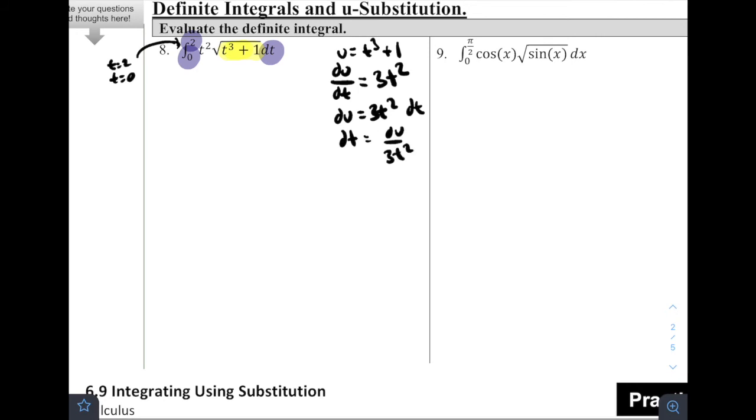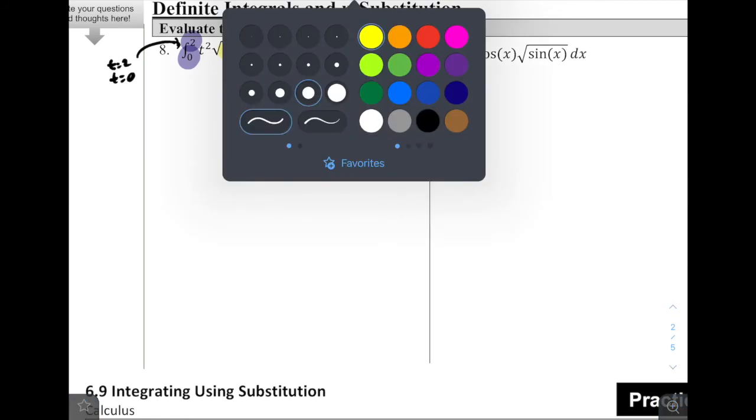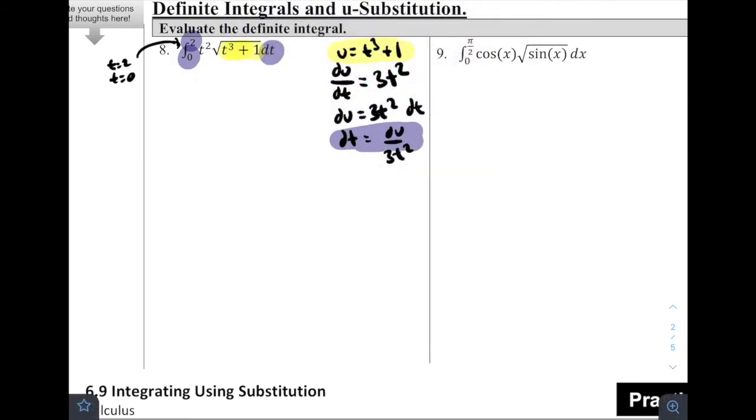So let's substitute in. We got u equals t cubed plus 1. We've got this dt is equal to du over 3t squared. And so this is going to be equal to the integral, and I'm going to leave it as the integral for right now because we haven't taken it yet, of t squared times the square root of u times du over 3t squared.